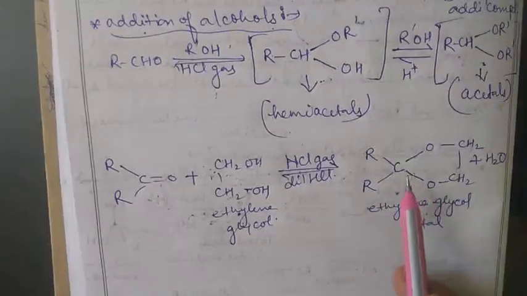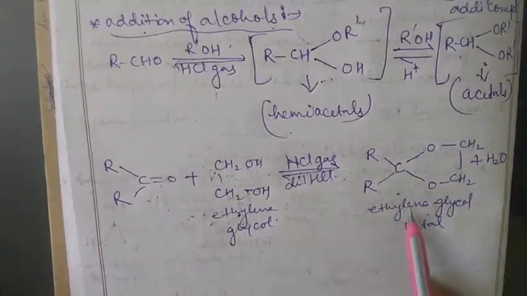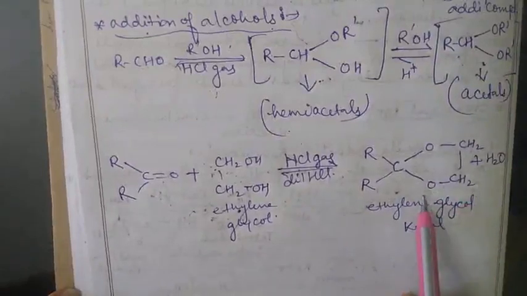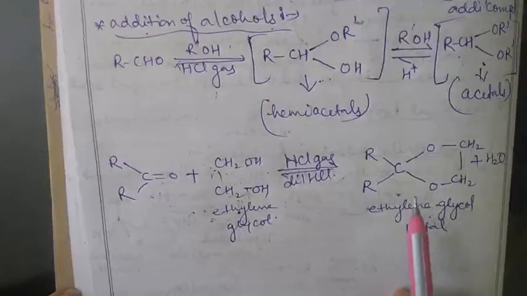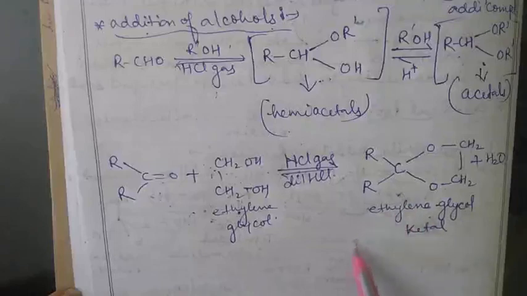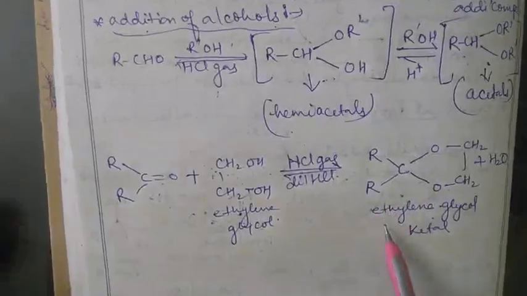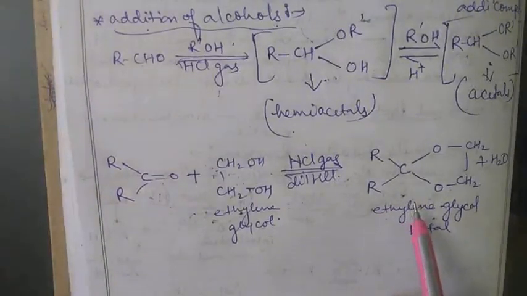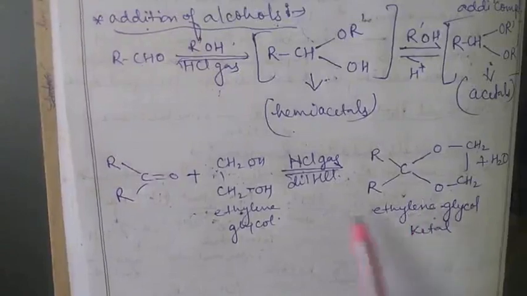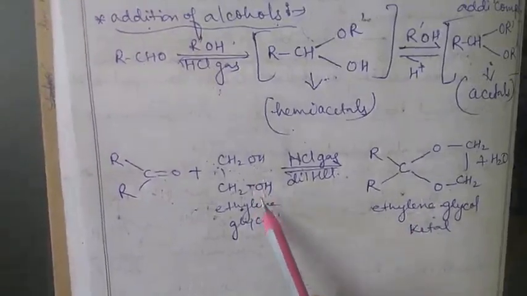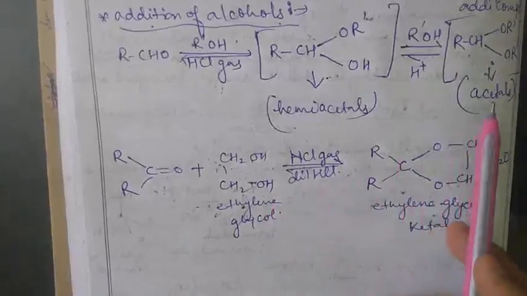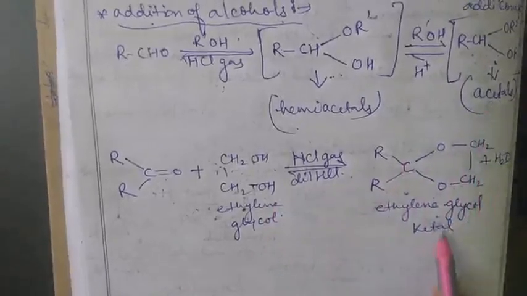Dry hydrogen chloride protonates the oxygen of the carbonyl compound, and therefore increases the electrophilicity of the carbonyl carbon, facilitating the nucleophilic attack of the ethylene glycol. Clear? So acetals and ketals. This is the acetal and this one is the ketal.